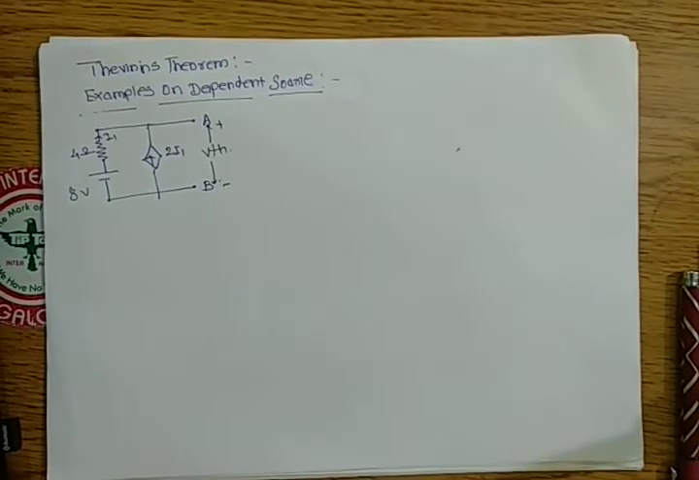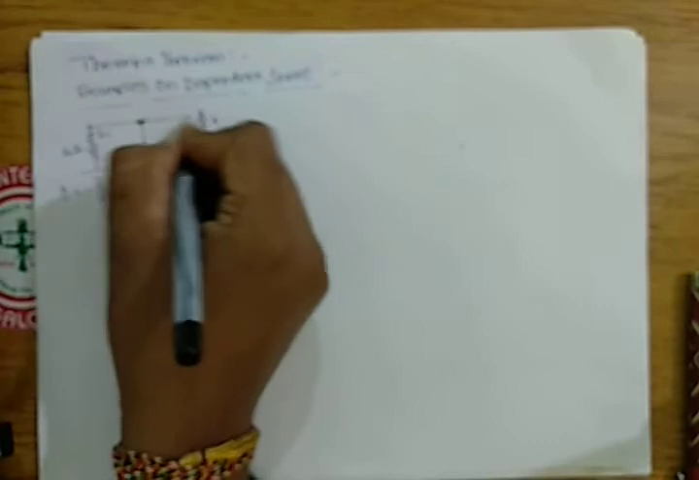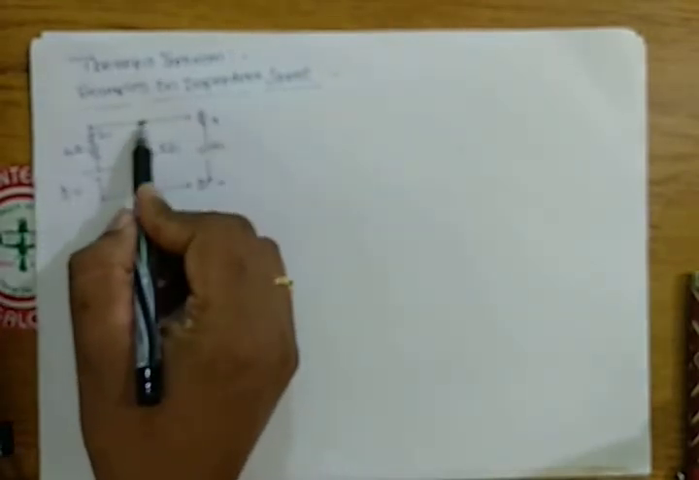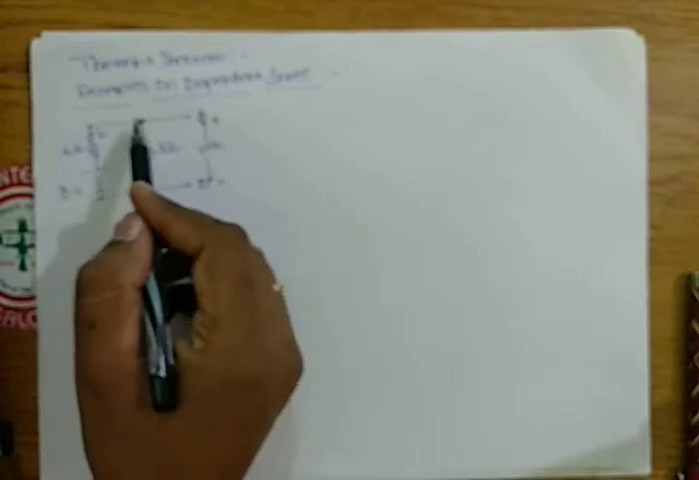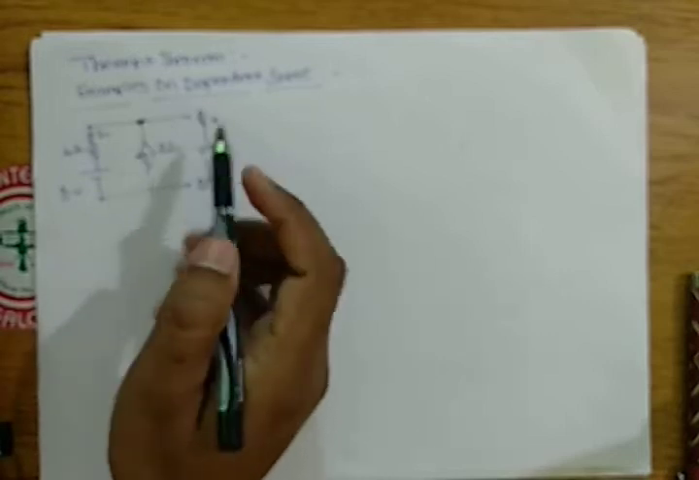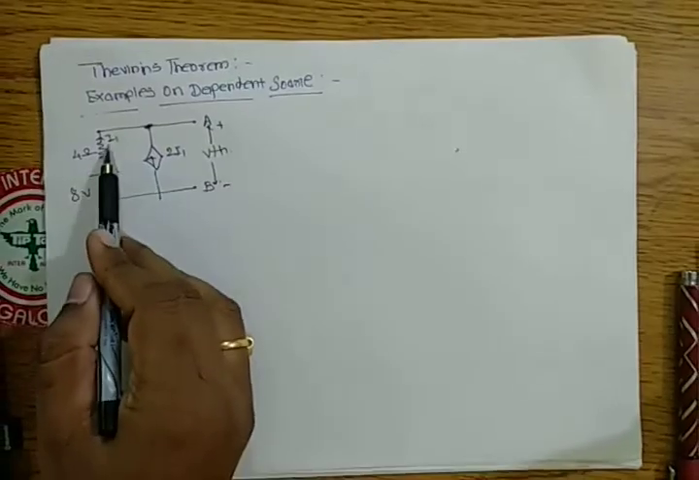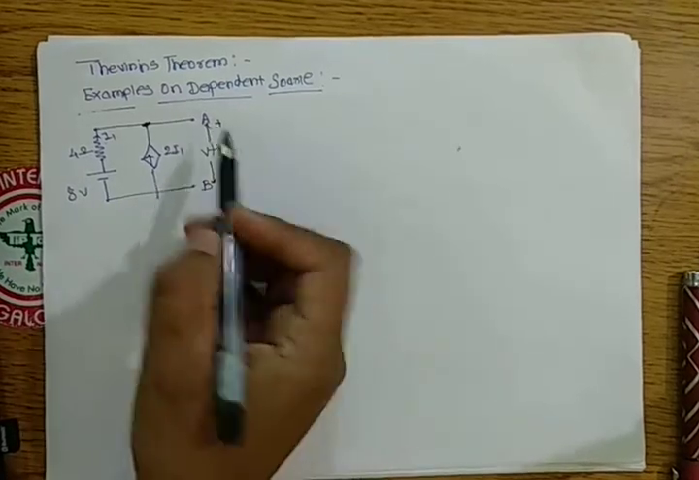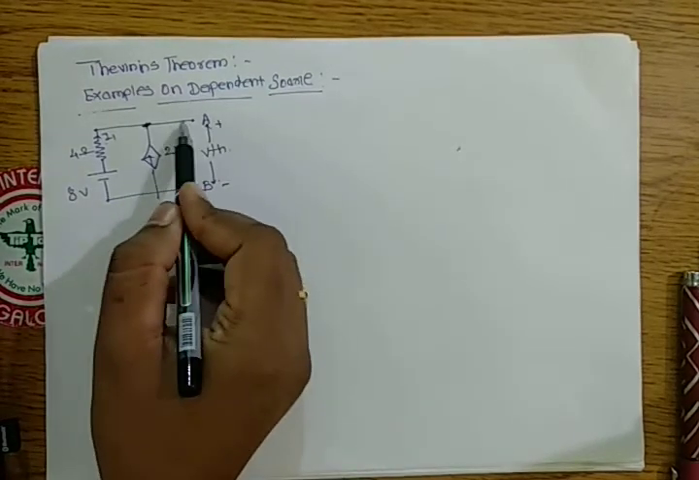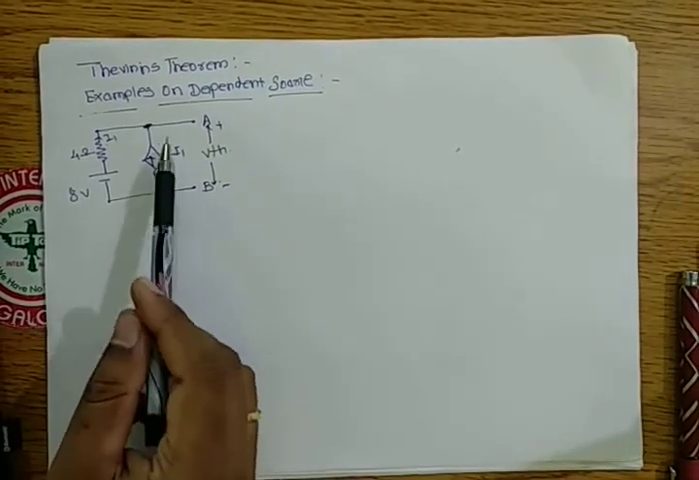So how do we find VTH? First of all, we have to calculate this current I1. Now this is node A. There is no resistance between those points, so we can call this a single node A. Apply KCL, Kirchhoff's current law, at this point: incoming current is equal to outgoing current. The incoming currents are I1 plus 2I1. There is no outgoing current because this is an open circuit, so there will be no current through this path. Only I1 and 2I1 remain.